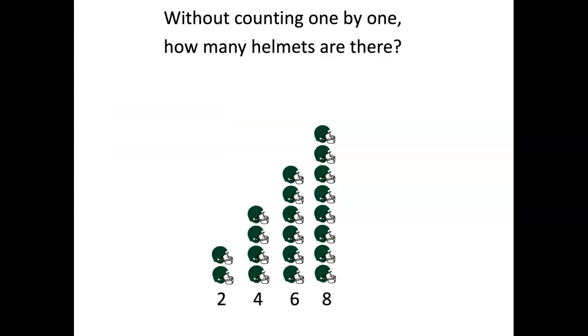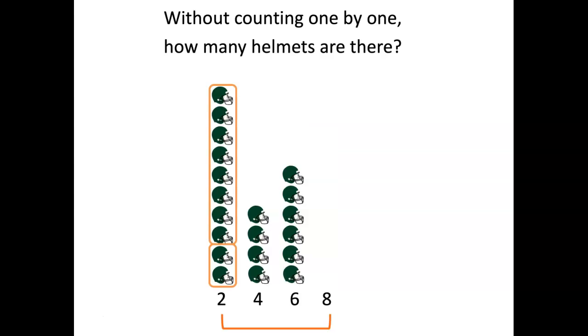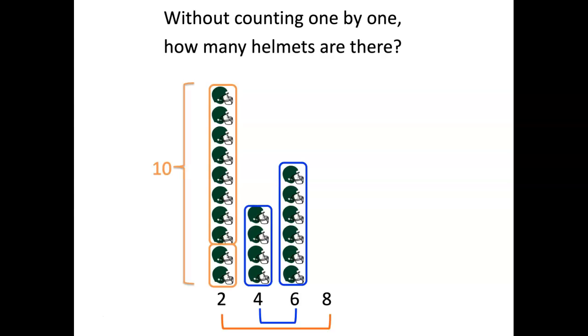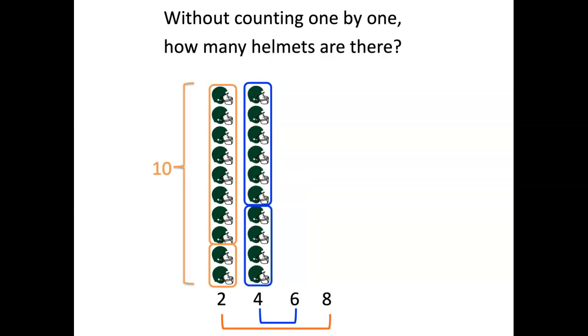Well, I noticed that 2 and 8, when I add that up quickly, 2 and 8 add together to be 10. So I can kind of visualize moving that column of 8 helmets over to add with the 2. And if I do the same thing with the 4 and the 6, I notice 4 and 6 also add together to be 10. So I can move over the 6 column and add that together to be 10.